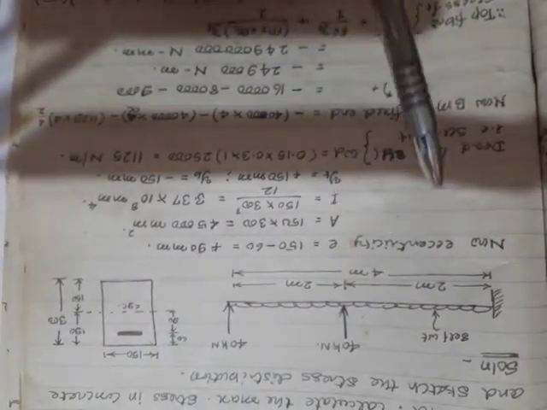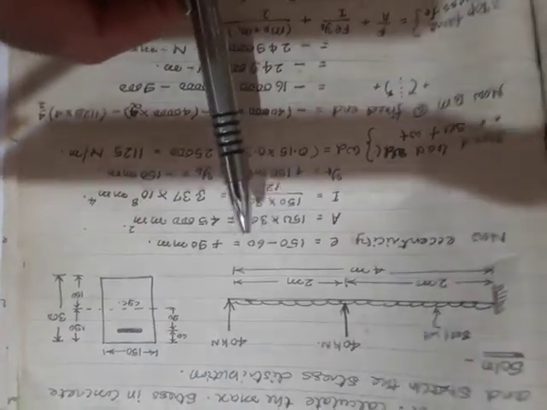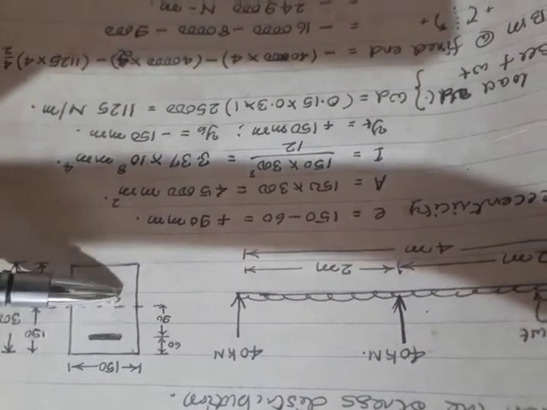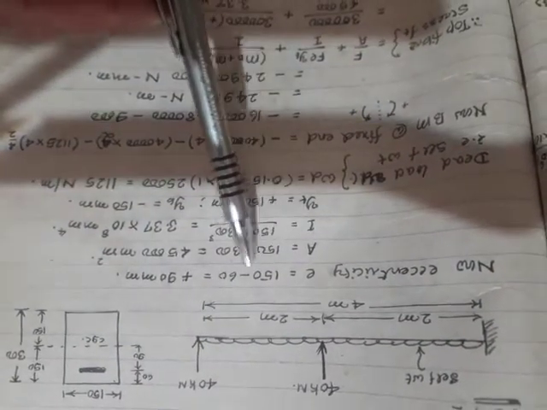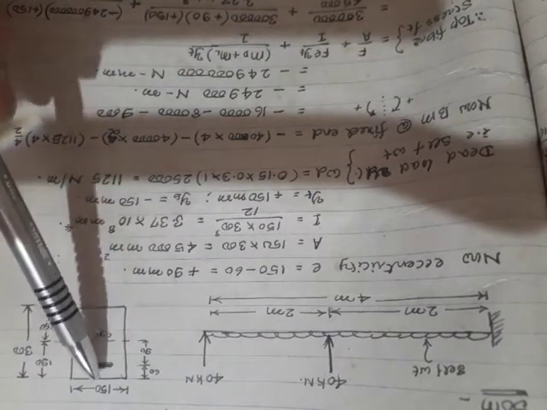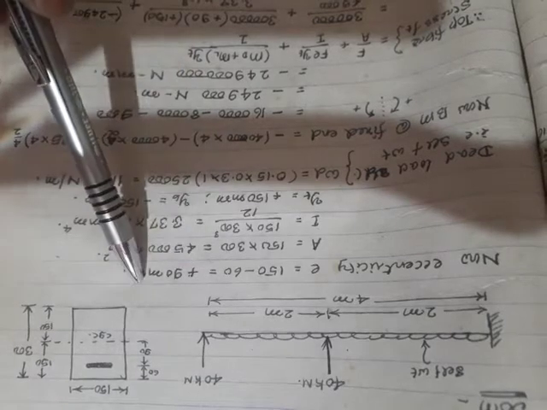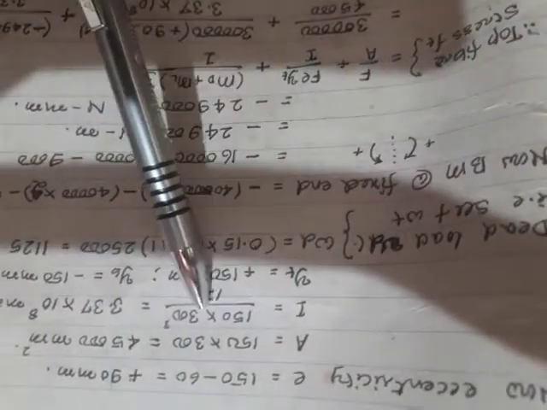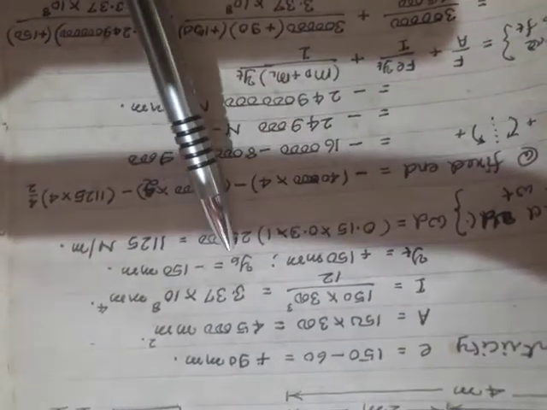So with this data, we shall begin. As I already said, the eccentricity can be easily calculated. It is 150 minus 60, which gives 90 mm. And since CGS is above CGC, I will assign a plus sign to it. This is one important thing. So area can be easily calculated. It is 150 by 300 mm. Moment of inertia also can be easily calculated. It is BD cube by 12. And YT is plus 150, YB is minus 150.